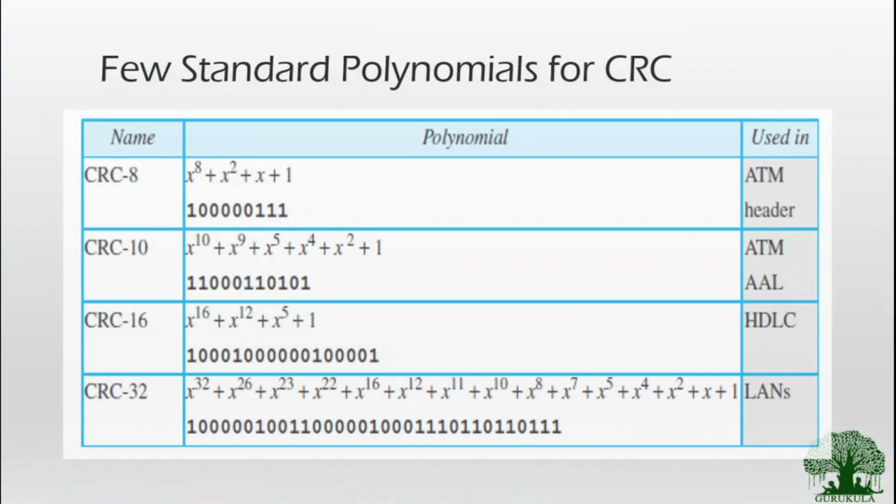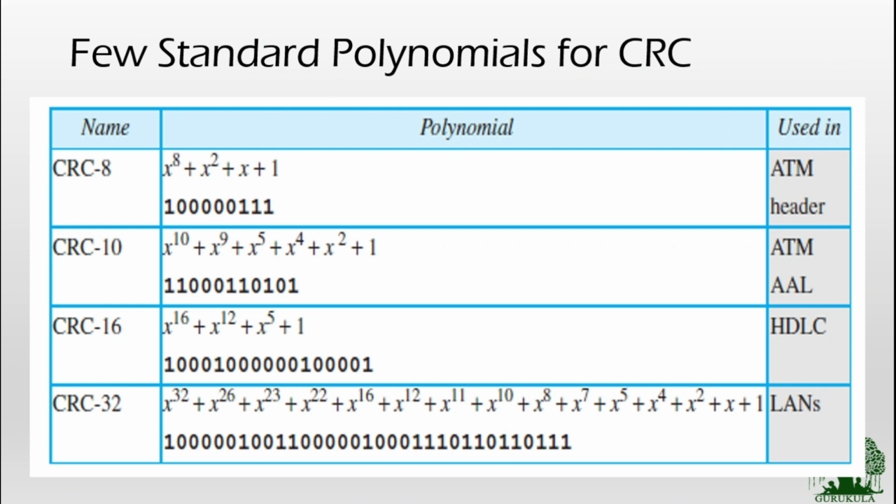We actually have different standards of CRC polynomial. If it is an 8-bit CRC, then this is the standard divisor polynomial that we will be using, and for 10-bit this will be the polynomial, for 16-bit this will be the polynomial, and for 32-bit this is the polynomial over here. And the last column in this table represents the various application areas for the suitable CRC length.